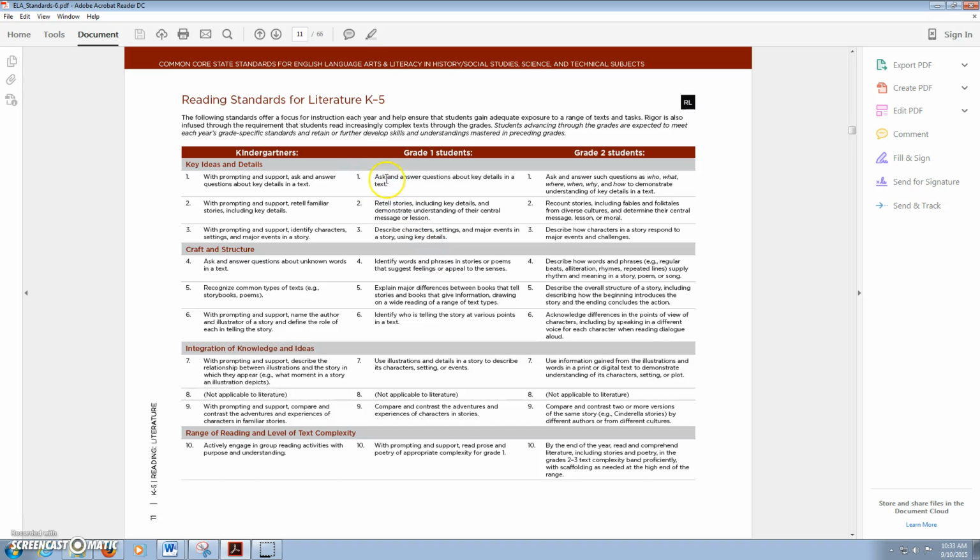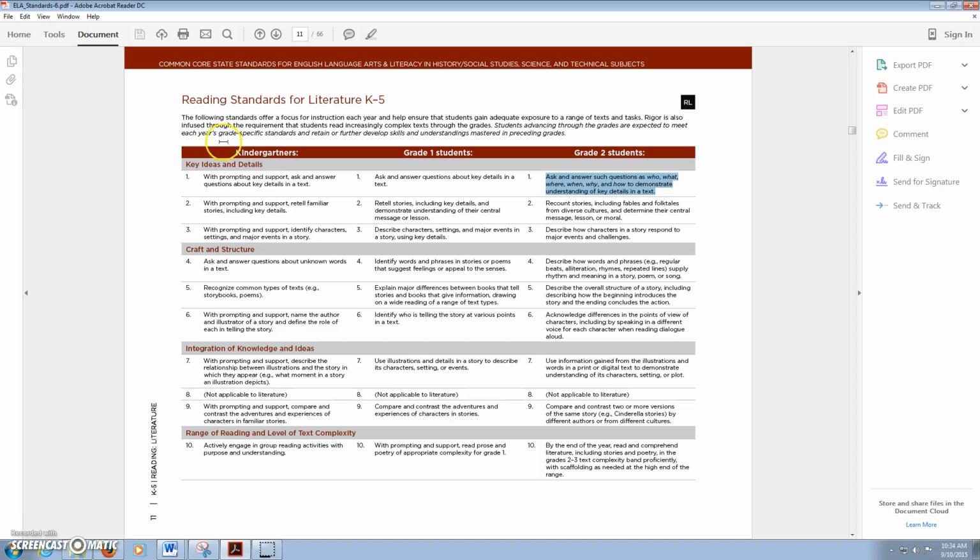Same with first grade. In first grade, students are expected to ask and answer questions about key details in a text. So this is slightly more advanced than what kindergarten students are expected to do. In kindergarten, students get prompting and support to ask and answer questions about key details in a text. In first grade, we expect students to be able to do that by themselves. And in second grade, we expect students to have an even more complex understanding. In second grade, students ask and answer such questions as who, what, where, when, why, and how to demonstrate understanding of key details in a text. So with every grade level, we're making it a little bit more complex.